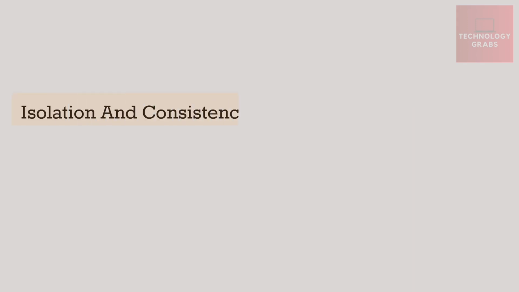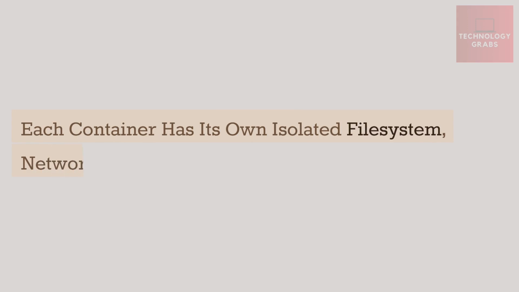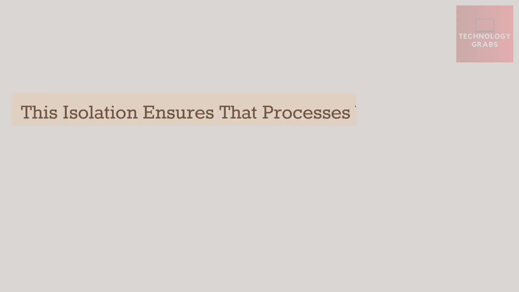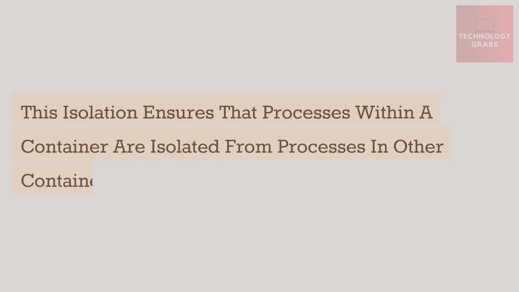Isolation and consistency. Containers use Linux kernel features like namespaces and cgroups to provide process-level isolation. Each container has its own isolated file system, network, and process space. This isolation ensures that processes within a container are isolated from processes in other containers and from the host system.